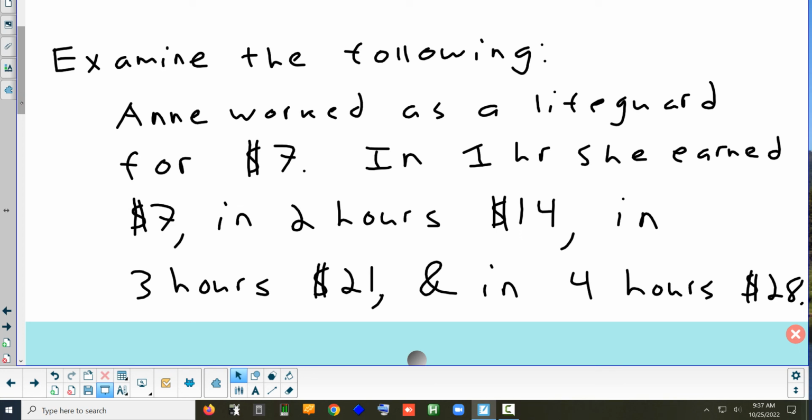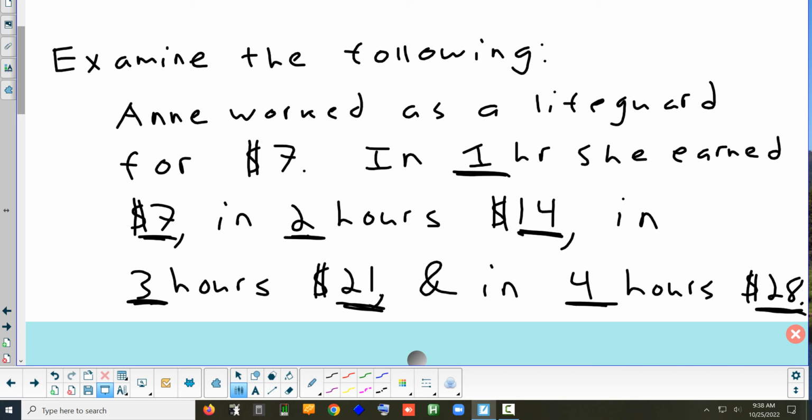Okay. So she works as a lifeguard, and it says that she makes $7. So in 1 hour, she earned $7. If she worked 2 hours, she made 14. 3 hours, she made 21. 4 hours, she made 28. So there's like 4 sets of numbers here. 1 hour resulted in 7. 2 resulted in 14. 3 gives you a 21, and 4 gives her 28.